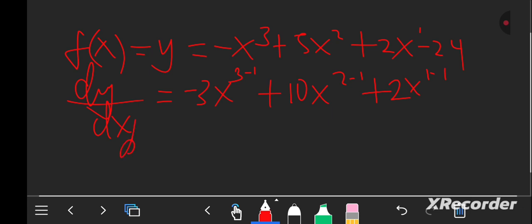So dy over dx will be equal to negative 3x squared plus 10x, since 2 minus 1 is just 1, so 10x is the same as 10x to the power 1. Then plus, here I get x to the power 0, because 1 minus 1 is equal to 0, and any number raised to the power 0 is just 1. So 1 times 2, you get 2. Then when you reach this point, just solve this equation. So we're going to solve this equation.